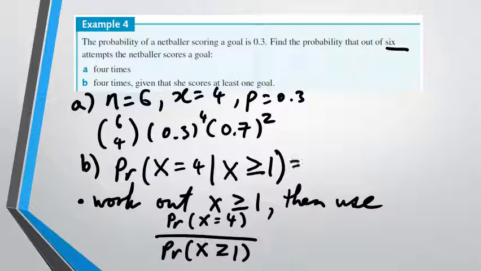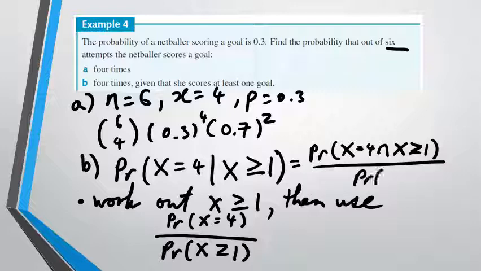Because this is just using the intersection notation of probability of x equals 4, as well as it being greater than or equal to 1 goal, over x greater than or equal to 1 goal. Any questions? So the rest is really just a calculator thing, and I'll let you work it out.